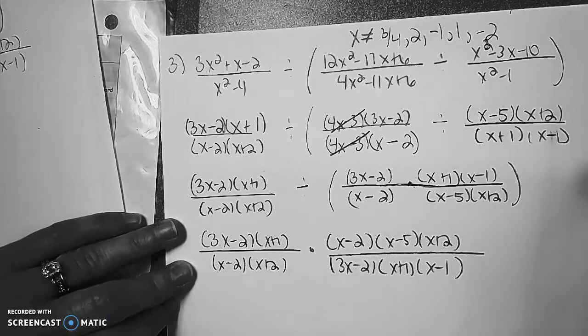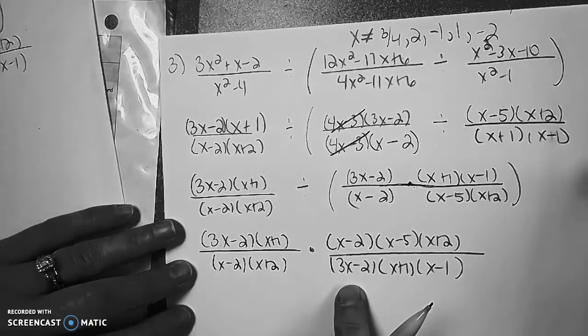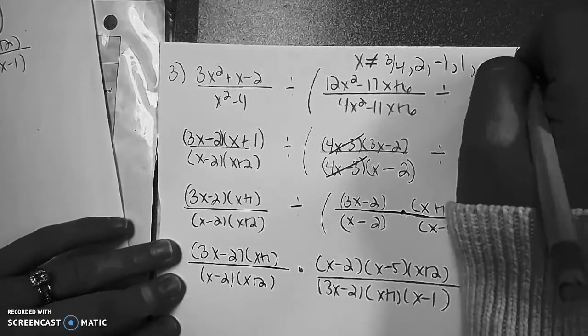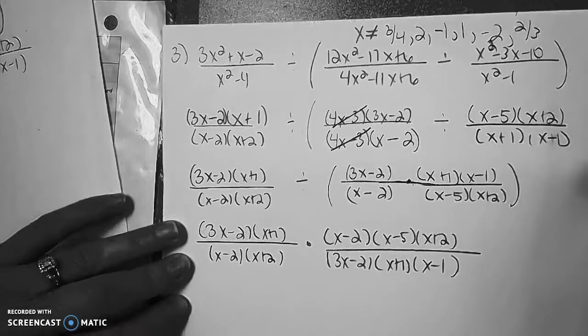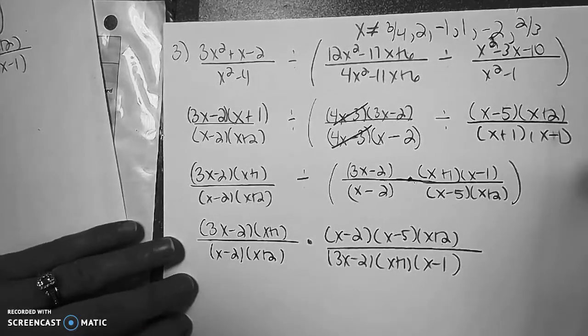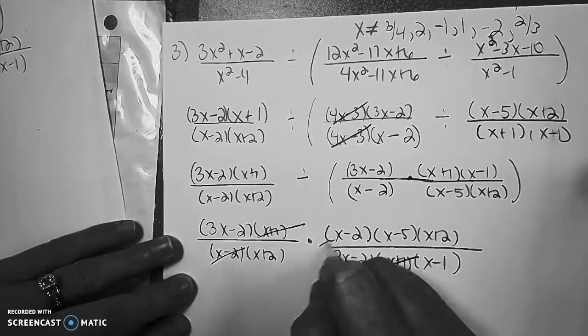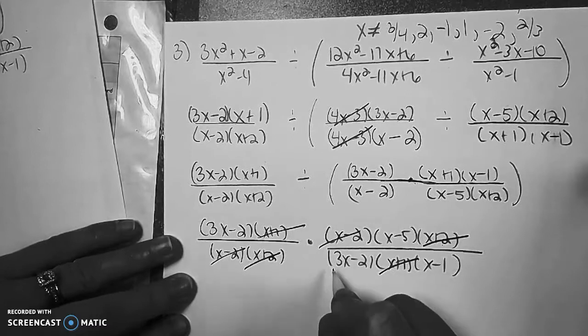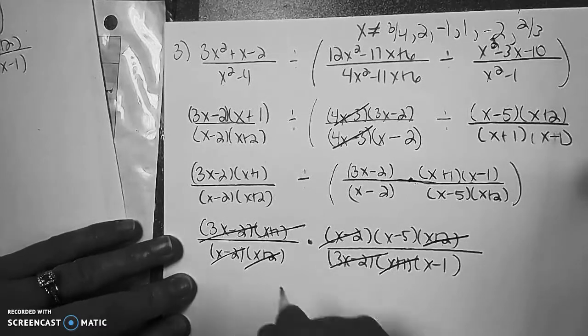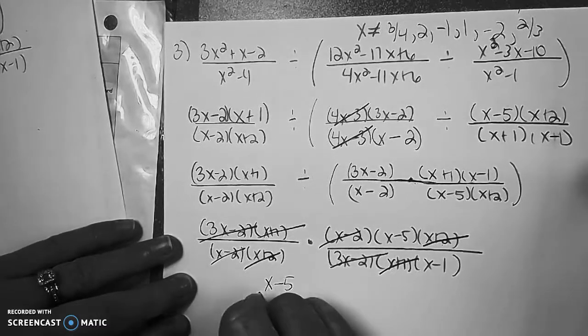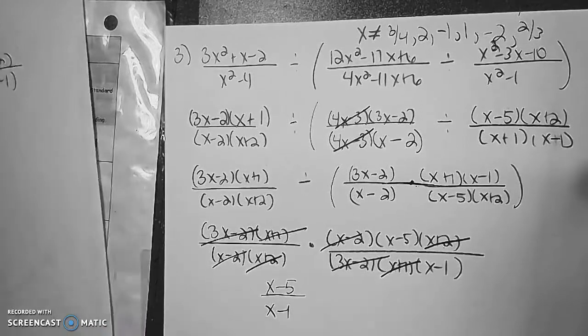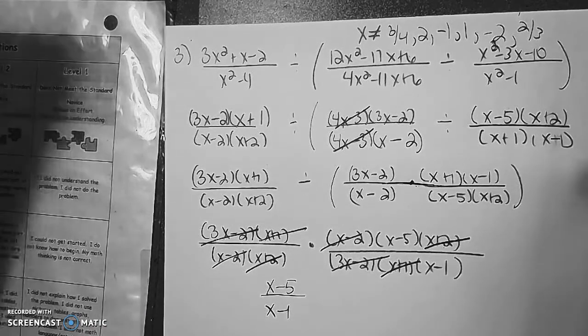All right, so do we have anything new in our denominator? I believe that the only new thing will be it can't equal 2/3. So I know here I can simplify. Everything's factored, so I see an x minus 1 cancels, an x minus 2, an x plus 2, and a 3x minus 2. So I'm left with x minus 5 over x minus 1.